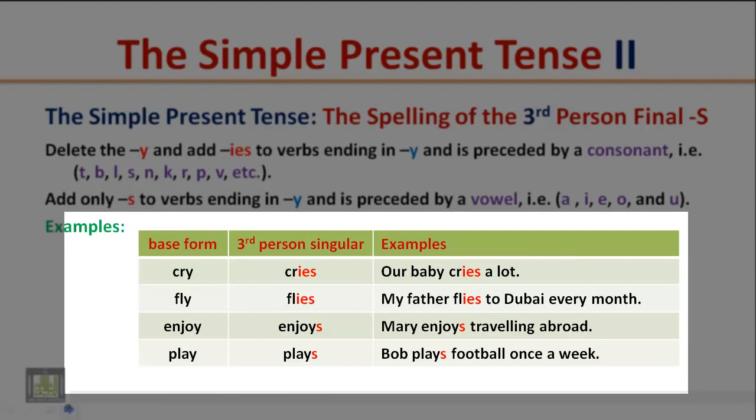Examples: Cry becomes cries. Our baby cries a lot. Fly becomes flies. My father flies to Dubai every month. Enjoy becomes enjoys. Mary enjoys traveling abroad. Play becomes plays. Bob plays football once a week.